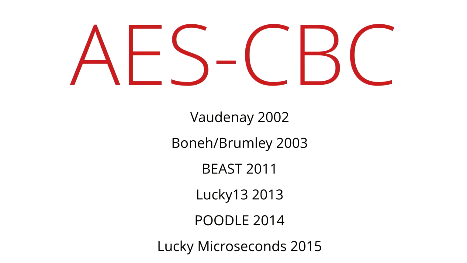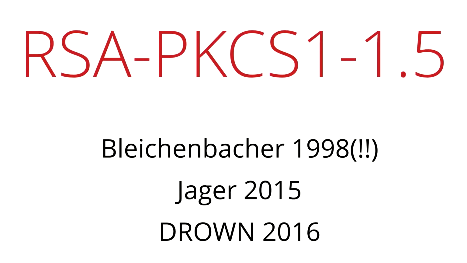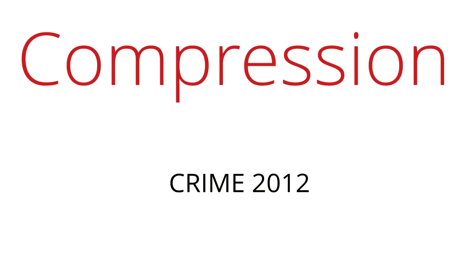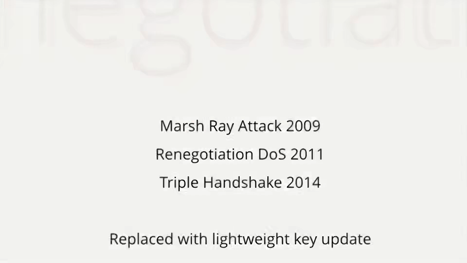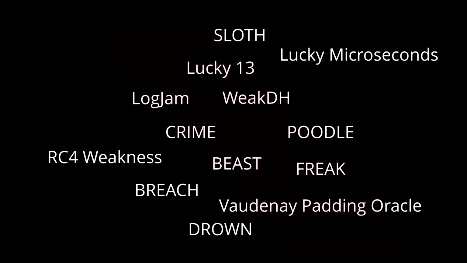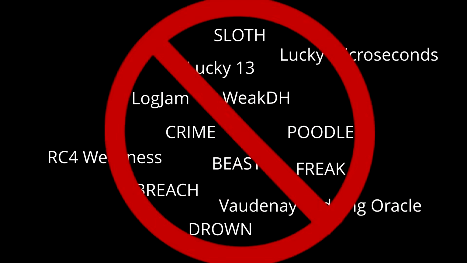There are even constructions that took basic block cipher constructions that are gone. AES-CBC, gone. RSA PKCS1 1.5, this has been known to be problematic since 1998, also gone. They've also removed several features like compression and renegotiation, which was replaced with a very lightweight key update mechanism. So in TLS 1.3, none of these met the balance of benefit versus complexity. And a lot of these vulnerabilities you might recognize are just impossible with TLS 1.3. So that's good.